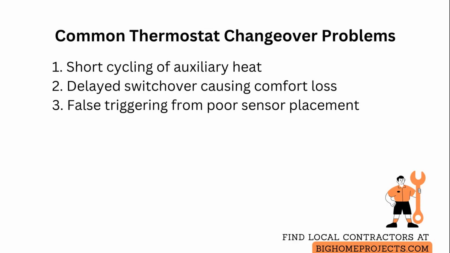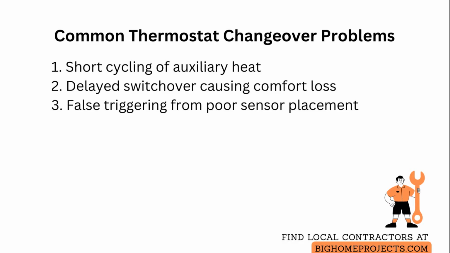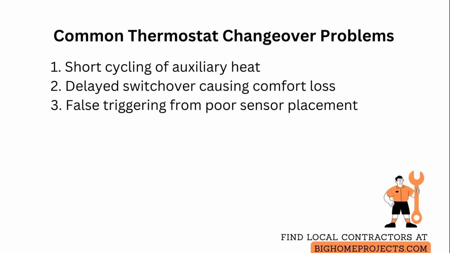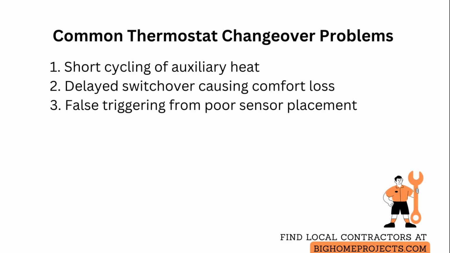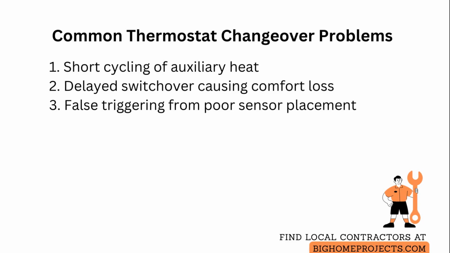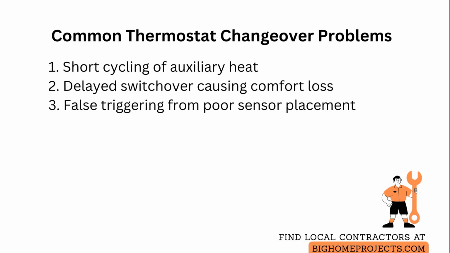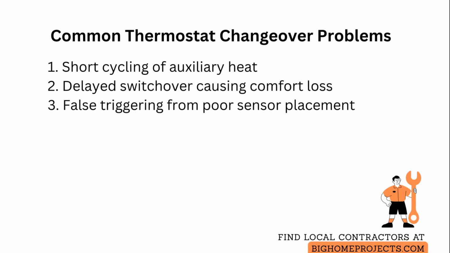Delayed switchover occurs when the heat pump is undersized or the thermostat sample rate is set too slow. Ensure the system capacity matches the load and set the thermostat to check temperature at shorter intervals if available. False triggers come from sensors near heat sources or in unrepresentative locations. Relocate the thermostat to an interior wall at chest height away from vents, windows, and direct sunlight so the control sees a representative room temperature.